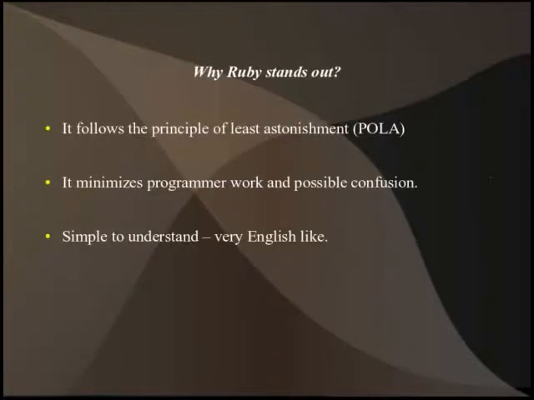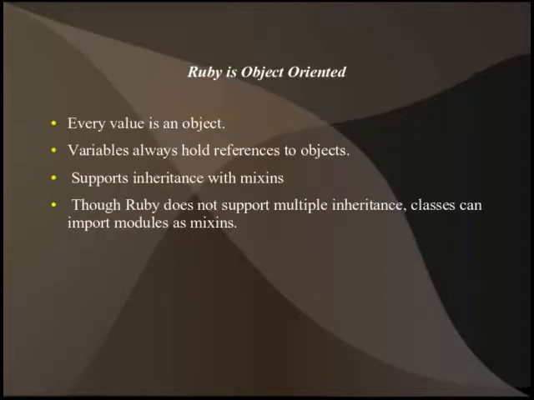Why Ruby stands out? Ruby is said to follow the principle of least astonishment, meaning that the language behaves in such a way as to minimize confusion for experienced users. Ruby is very English-like and easy to understand, which you will be seeing soon. Matsumoto has said his primary design goal was to make a language which he himself enjoyed using by minimizing programmer work and possible confusion. Every value is an object, including classes and instances of types that many other languages designate as primitives, such as integers, booleans, and null.